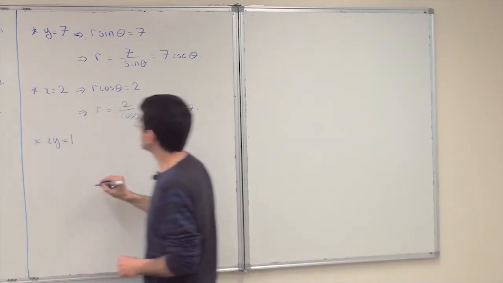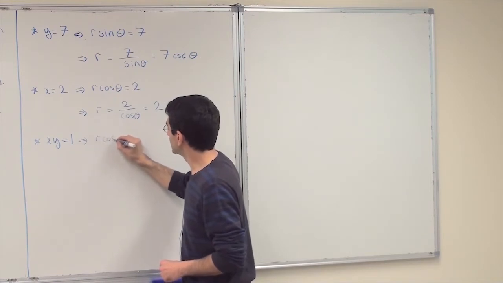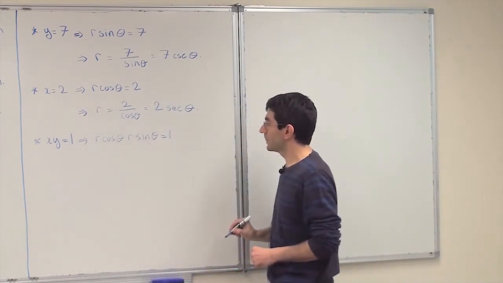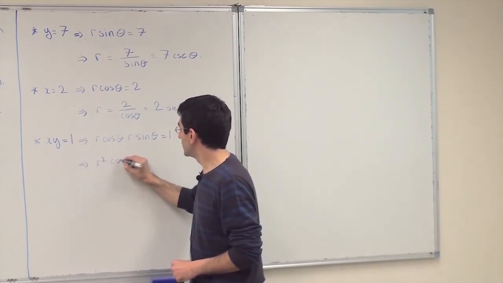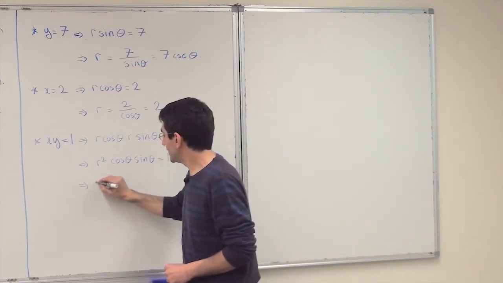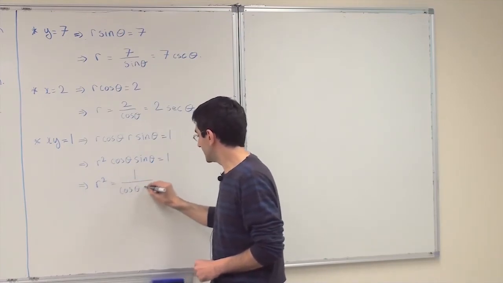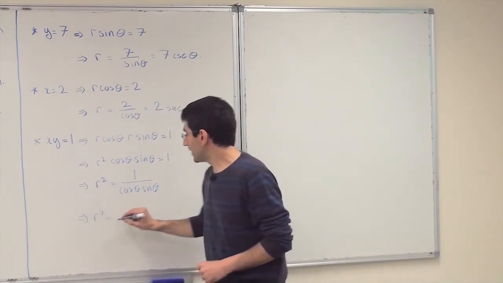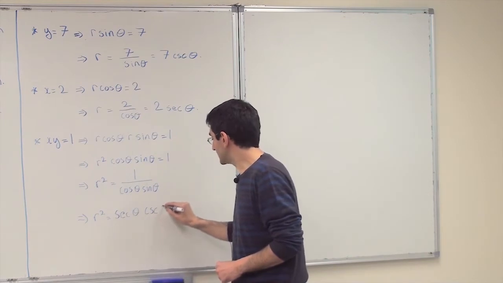x times y is equal to 1. So we follow the same procedure. x is r cosine theta, y is r sine theta, and all this is equal to 1. So we simplify this expression. r squared cosine theta sine theta is equal to 1. And then we can also rewrite this as r squared is equal to 1 over cosine theta sine theta, which can be simplified to r squared equals secant theta times cosecant theta.